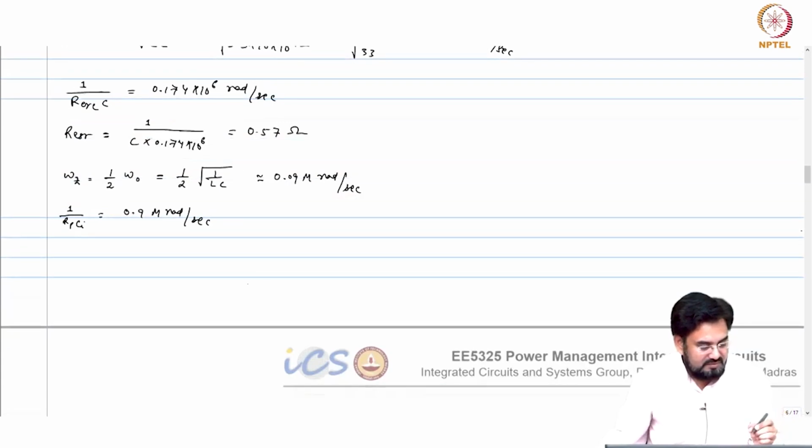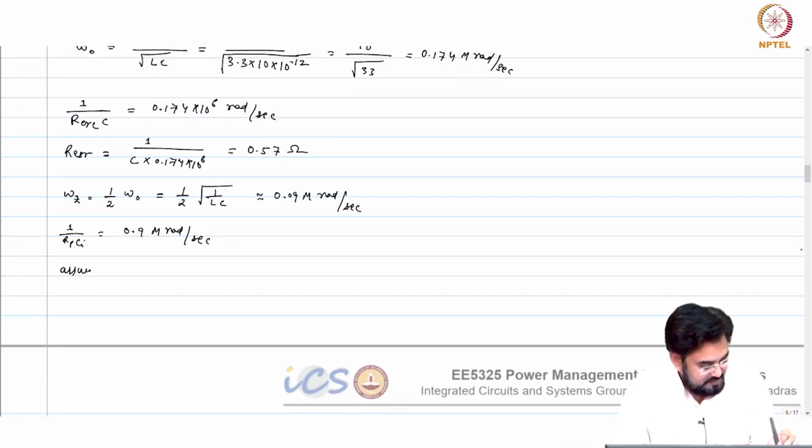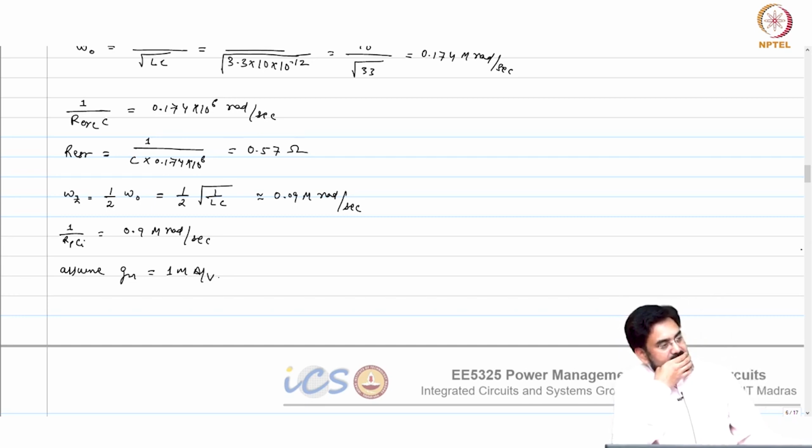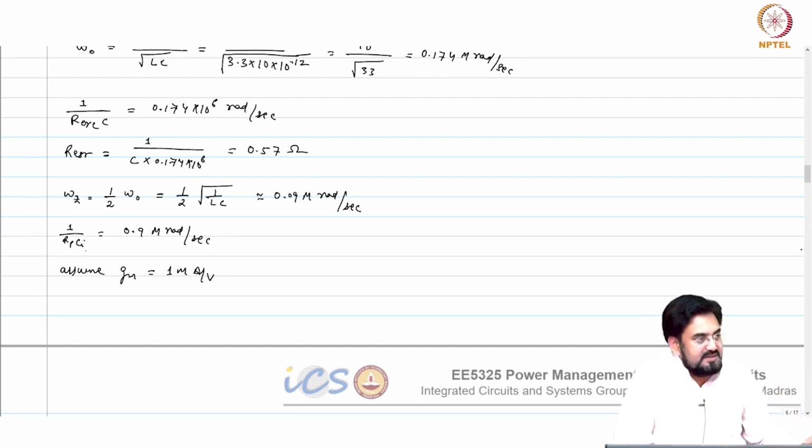Okay. Now assume GM equal to 1 milliampere per volt. Okay. So what don't we know here? At this moment we cannot even define the CI. Because we have two variables here, RP and CI. If I define the CI, then RP can be calculated, but how do I define CI?